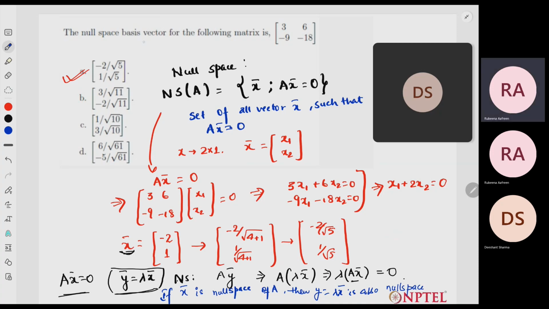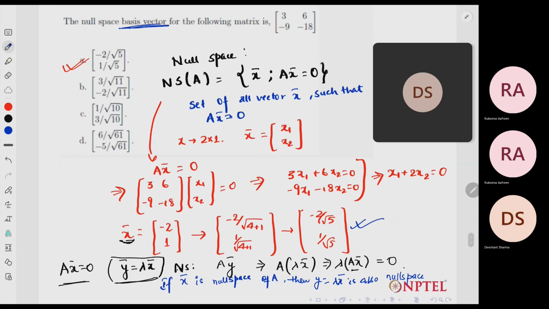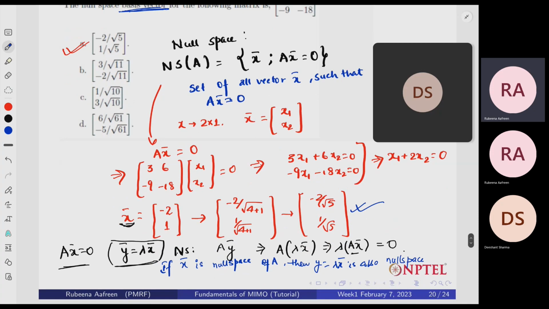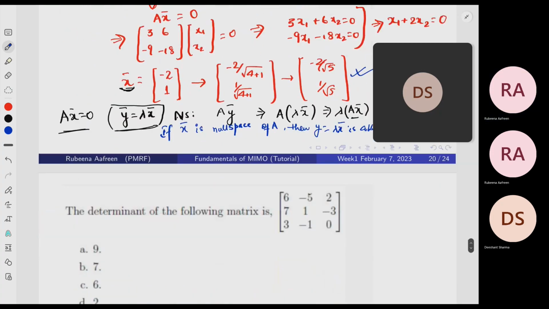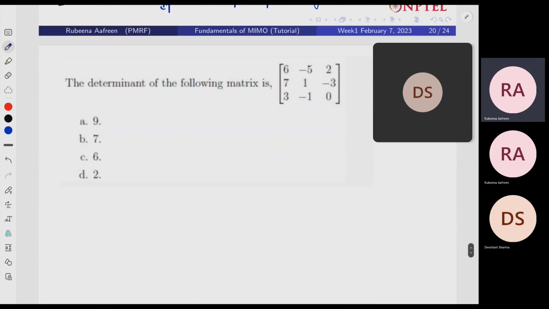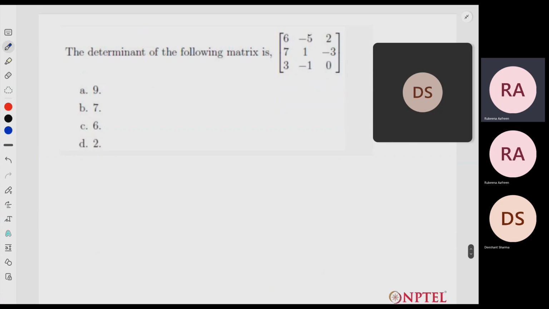And since the question is asking for the basis vector, that is why we had to transform it into a basis. Now I hope that is clear. We will move on to the next question. The determinant of the following matrices. This is a very common question, so I hope you will be able to get it.